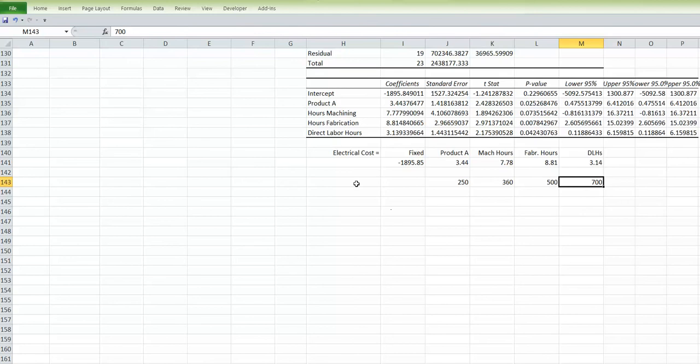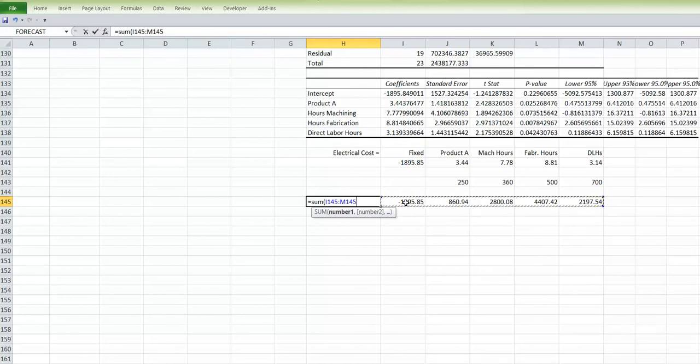direct labor hours, we would have expected an electrical cost of, we have to pick up our fixed component, we'll take our 250, multiply it by our slope coefficient for product A. We will take our 360, multiply it by our slope coefficient for machine hours, and the same thing with fabrication and direct labor hours. But we had an estimated total electrical cost at this level of production of, let's add those 5 numbers together, we would expect an electrical cost of $8,370.